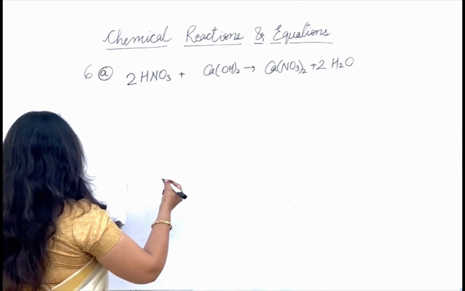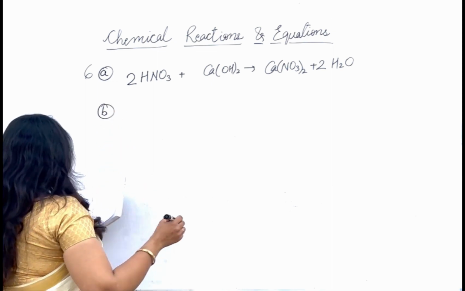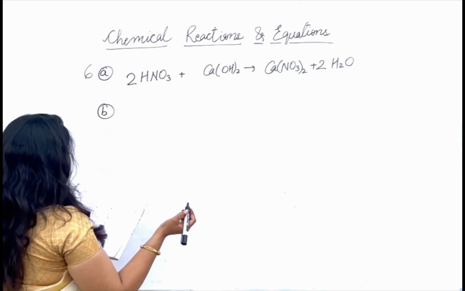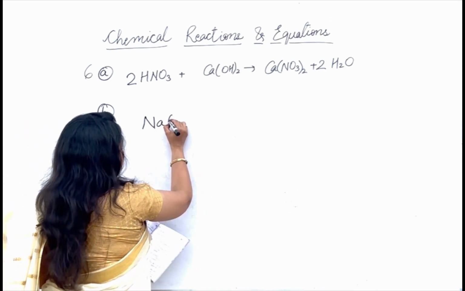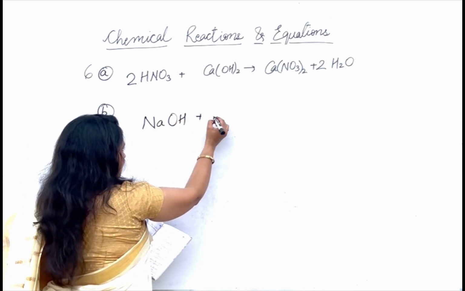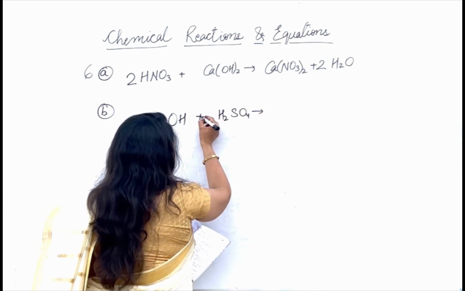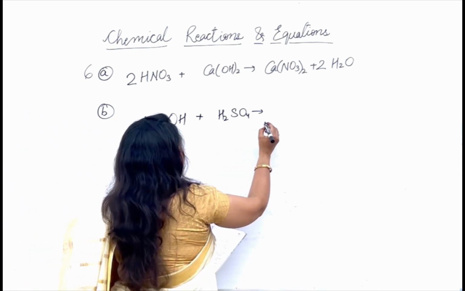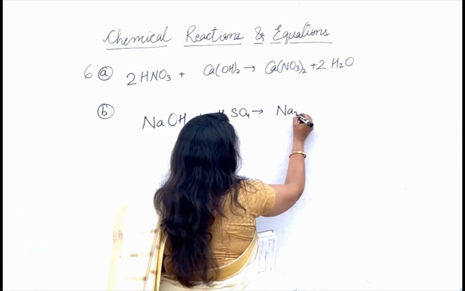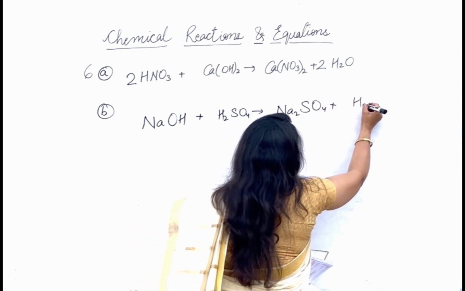Now the B part. Sodium hydroxide combines with sulfuric acid, again a neutralization reaction, because sodium hydroxide is a very strong base and sulfuric acid is a very strong acid. Acid plus base gives salt and water. So what will be formed is Na2SO4, that is sodium sulfate, and water will be formed.